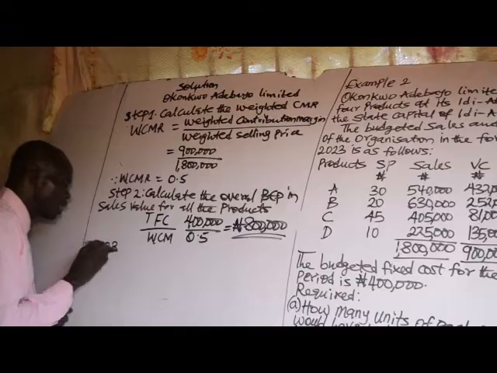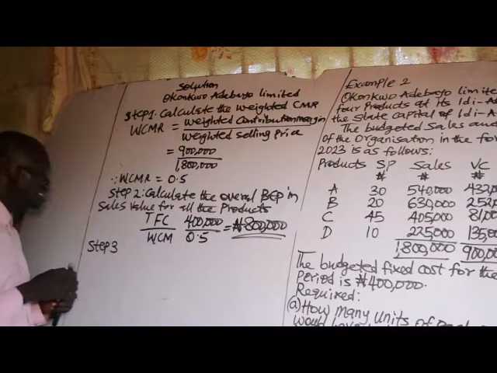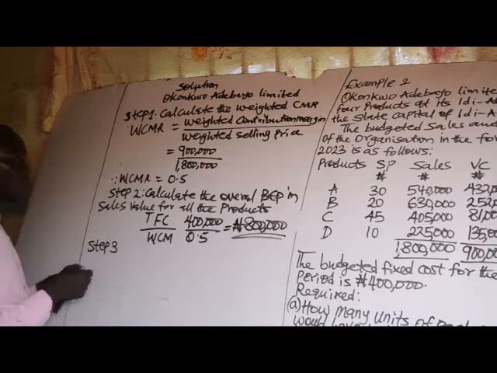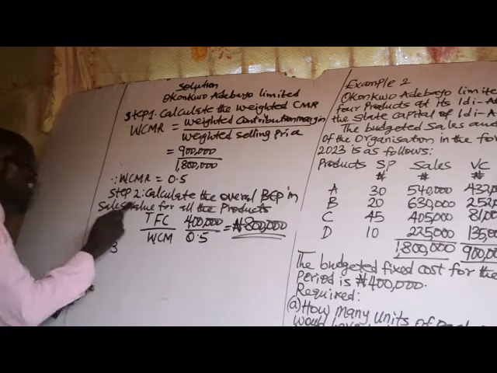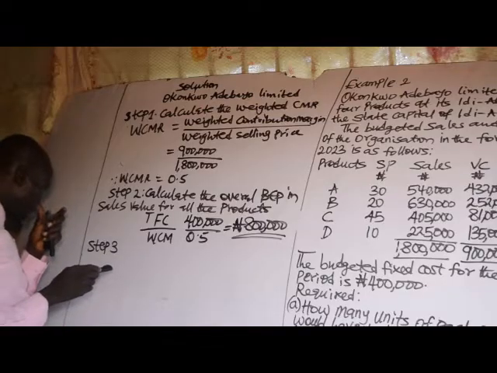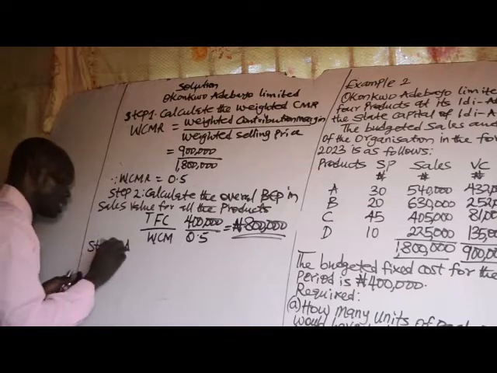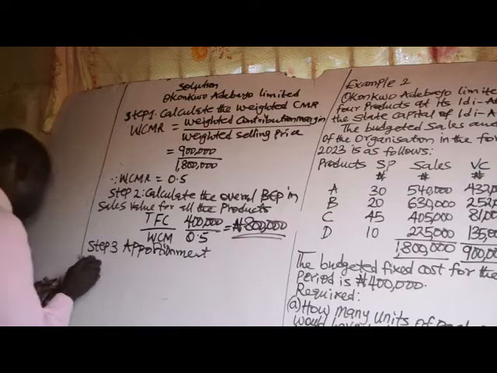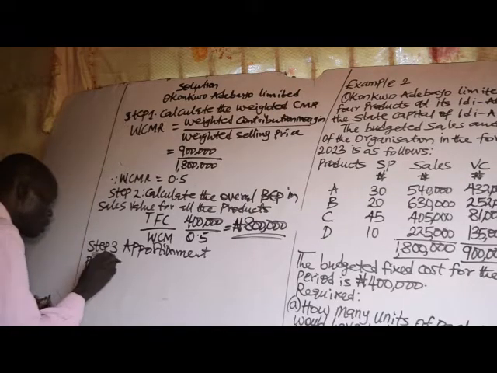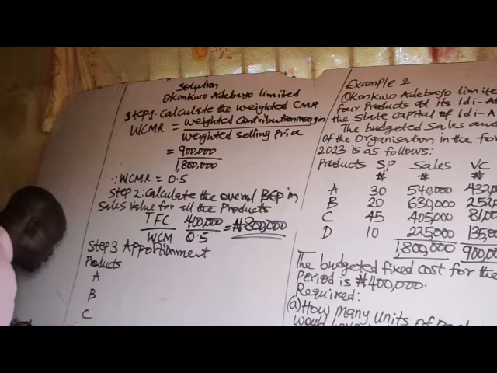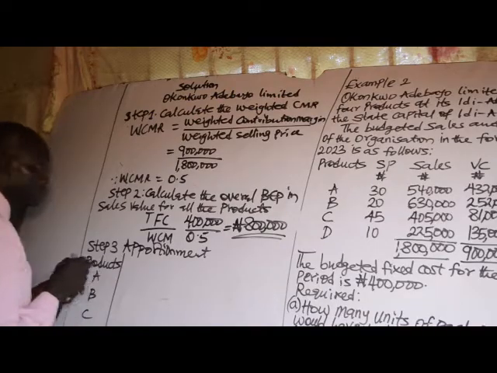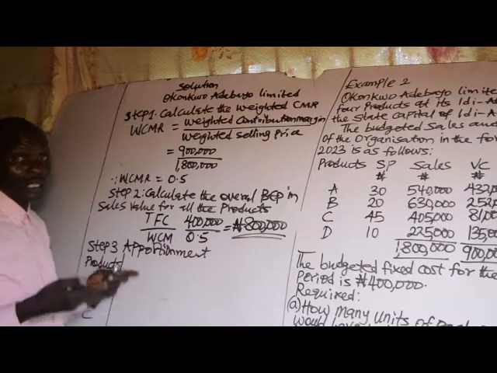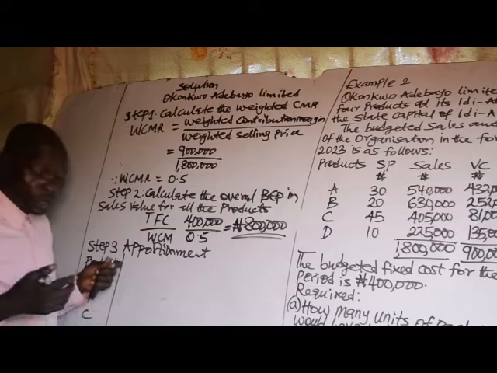Step 3. I told you that in step 3 you apportion the overall break-even point in sales value. You apportion it using the weighted selling price. That is the next step. You have 4 products, Product A, B, C, and D. Remember, I've told you that this weighted selling price is the product of the selling price and the sales volume, which is sales quantity, which will also give you the total sales revenue.